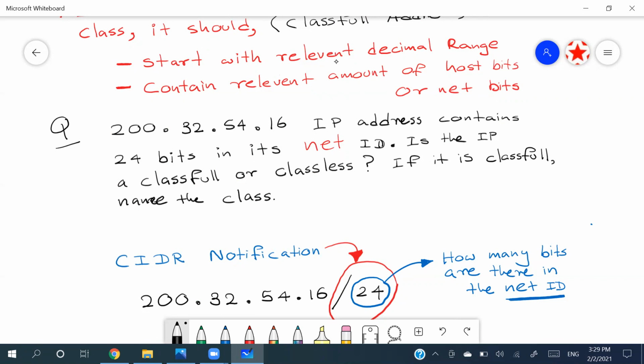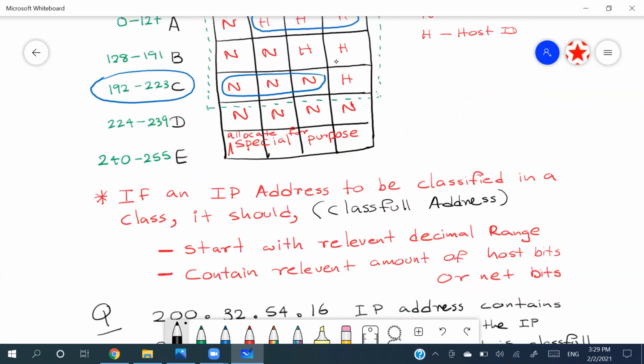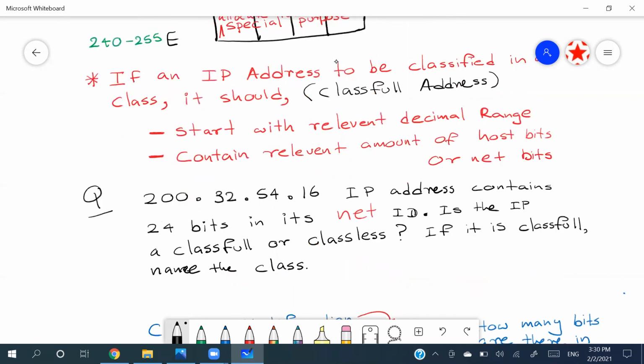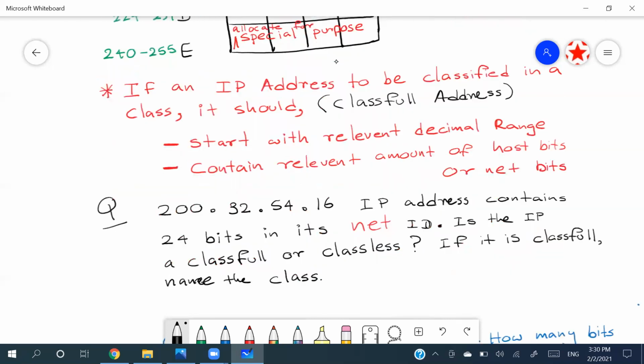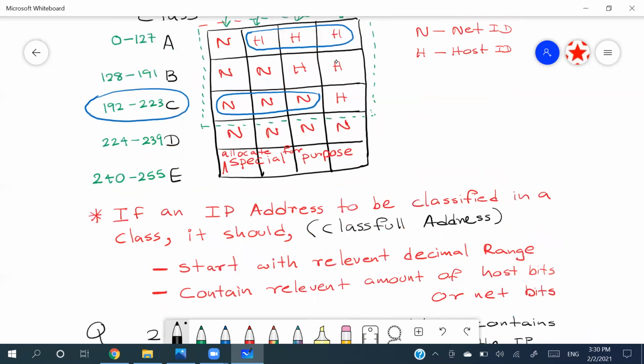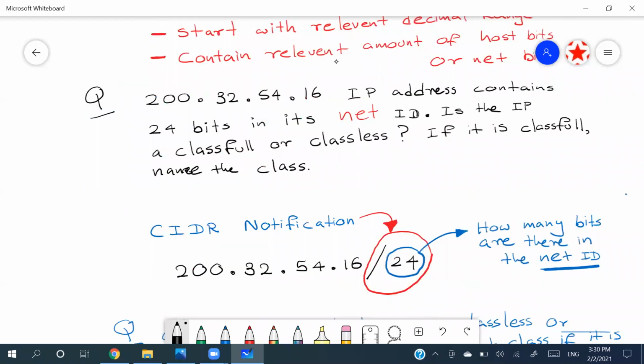So according to this question, now this 200 is there in between 192 and 223. So it is possible to be a class C address, and it says 24 bits are there in the net ID. So yes, net ID has 24 bits in the IP addresses of the class C. So we recognize it as a classful IP address, and it belongs to the class C.